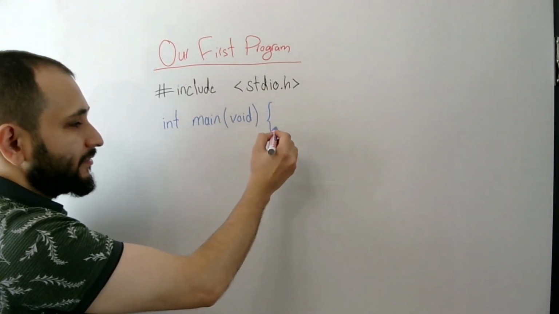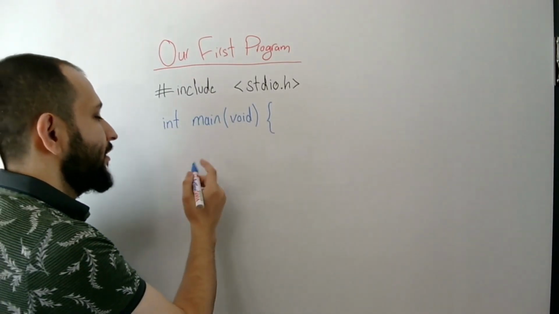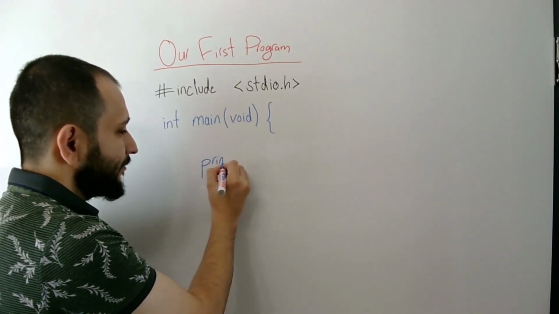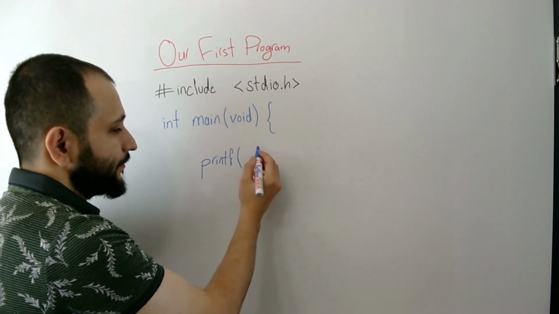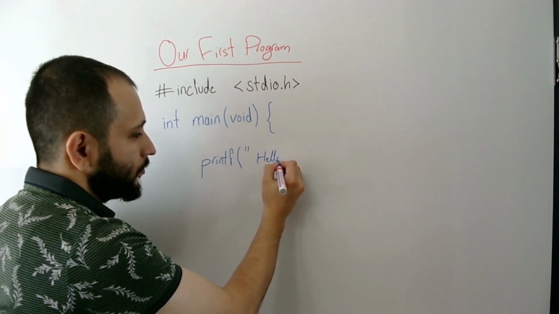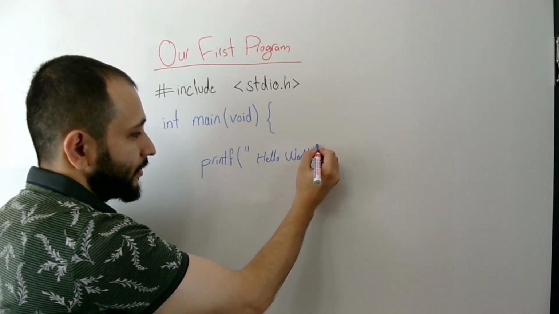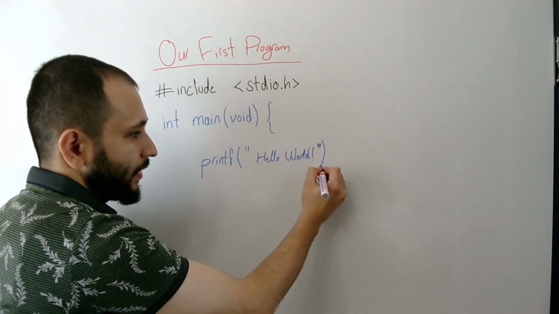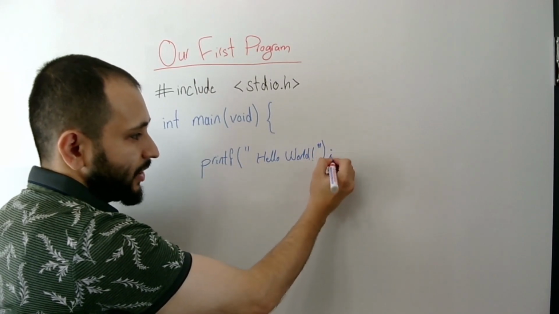This is the opening bracket for the main function, and we will write just one line of code in this main function. That is to print something on the screen. We will use printf. This is a function. Just like the main function, you can see it has parentheses. Open parentheses, a double quote, hello world, closing double quotes, and then closing parentheses, and then at the end a semicolon.